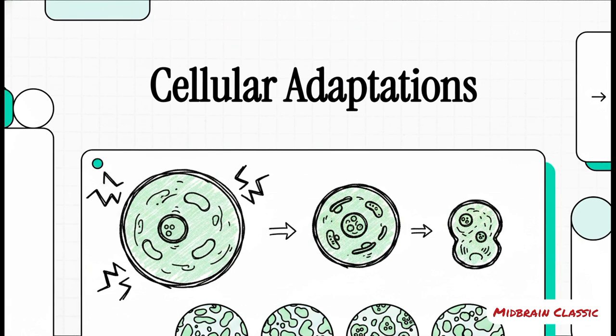Today we're taking a really fascinating trip into the microscopic world to see exactly how our cells survive under pressure. Whenever a cell encounters a stressor, it basically has two choices. It either has to adapt or it dies. So we're going to strictly examine how cells adapt to stress and injury, and we'll be looking at some direct biological examples to make sense of it all.